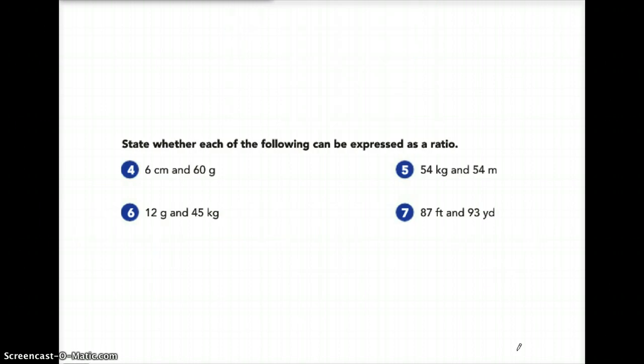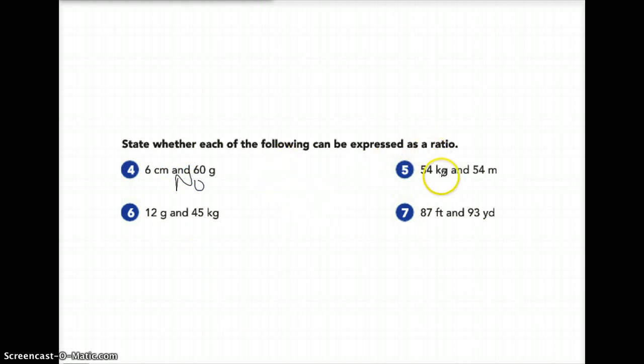Try this on your own. State whether each of the following can be expressed as a ratio, similar to the last slide. Pause it, and let's see how you do. So, let's see how you did. We have 6 centimeters and 60 grams. Well, centimeters measures distance, and grams measures weight. So no, they cannot be expressed as a ratio.